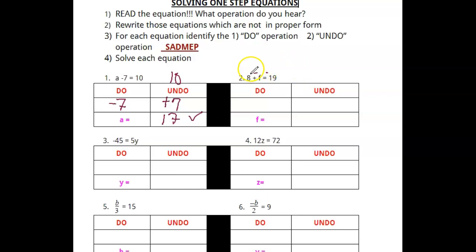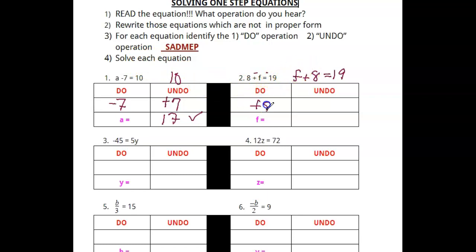The reason I suggest rewriting it is because this says 8 plus something is 19. I'm not plussing the something. That's not my do. So what I want to do is change this around. So it says something plus 8 equals 19. The plus comes from the fact that this 8 is positive. If this 8 were negative, it would have said something minus 8. And you'll see those as we get through two-step equations as well.